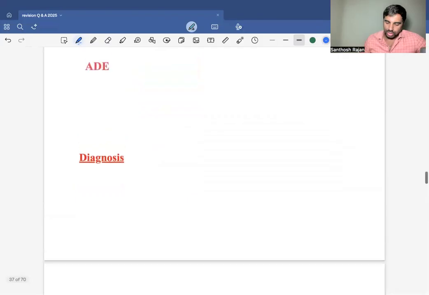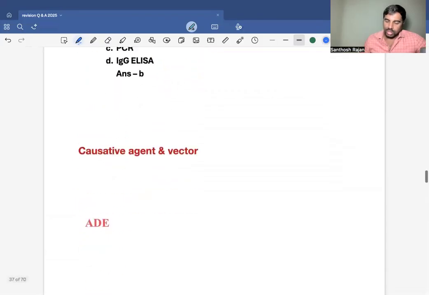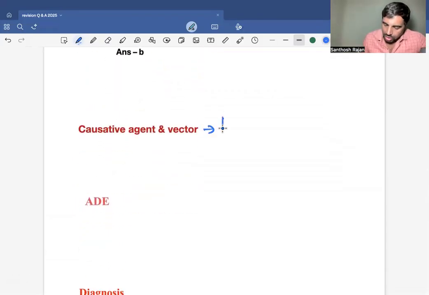Before going to that, first of all, the causative agent. It is the dengue virus, you know that. We have 5 serotypes, 1, 2, 3, 4, 5, right? The vector is Aedes, the Aedes or tiger mosquito, very important.